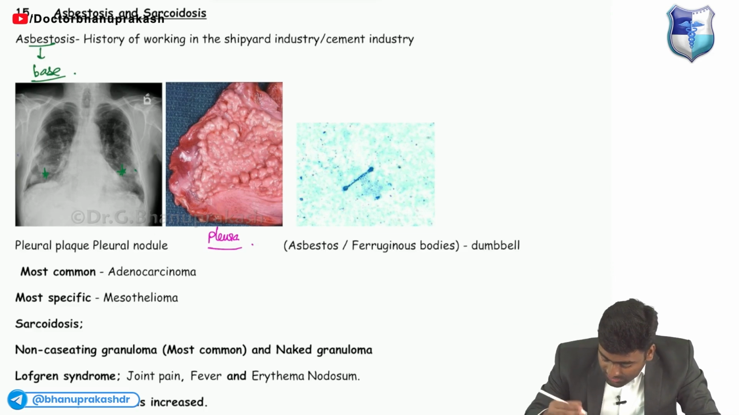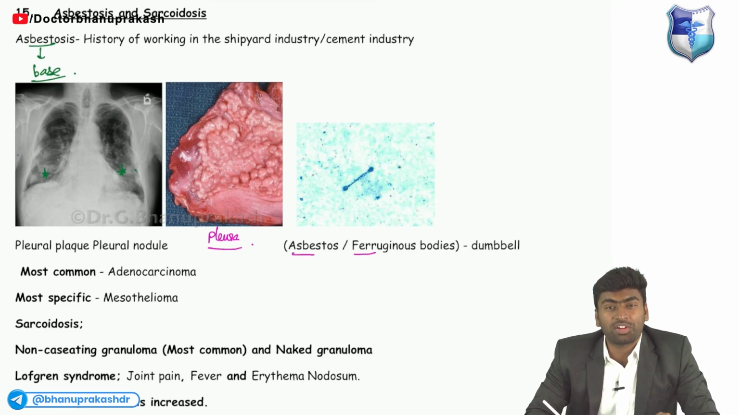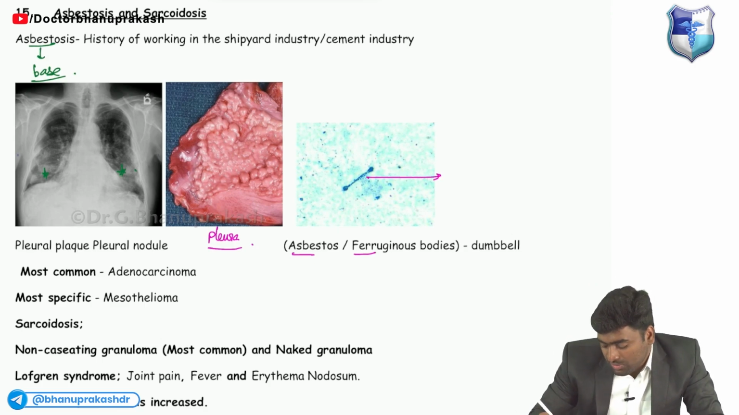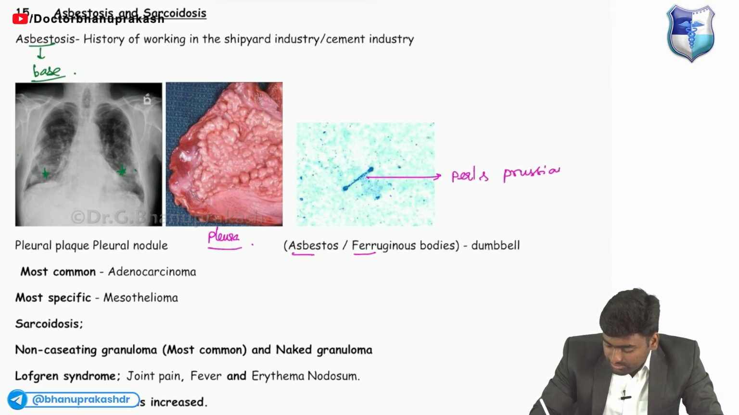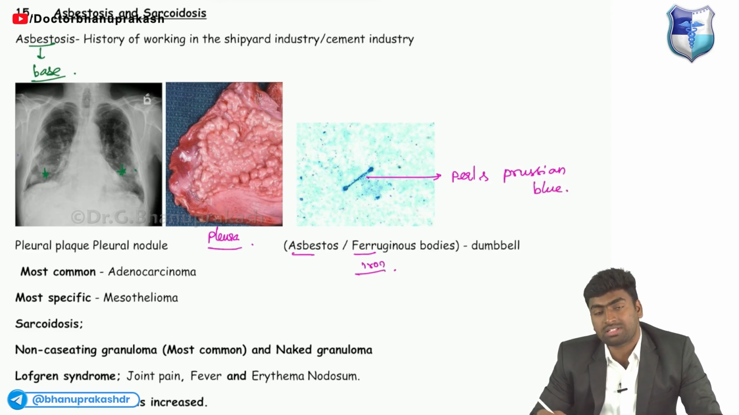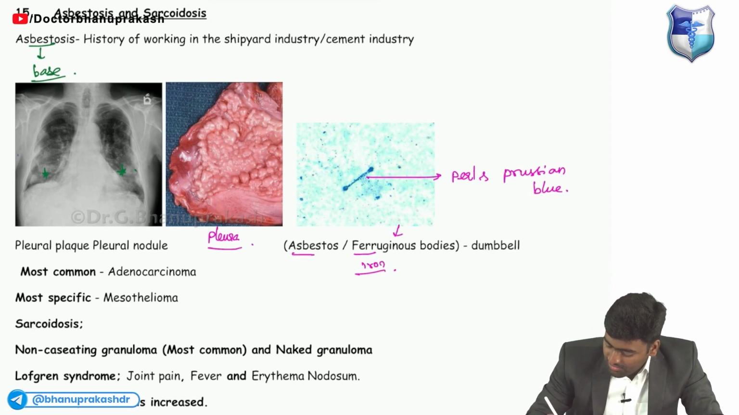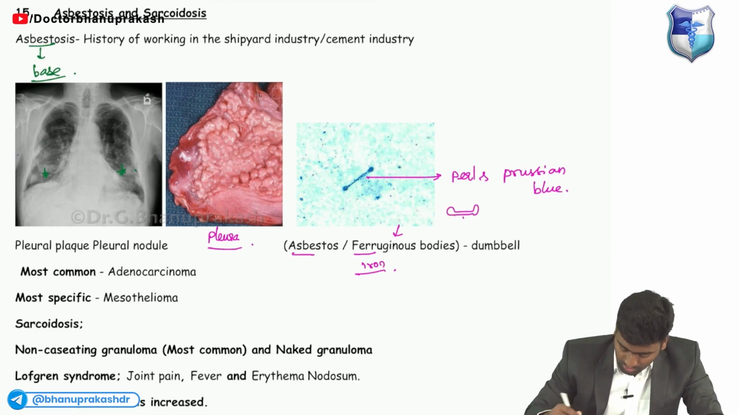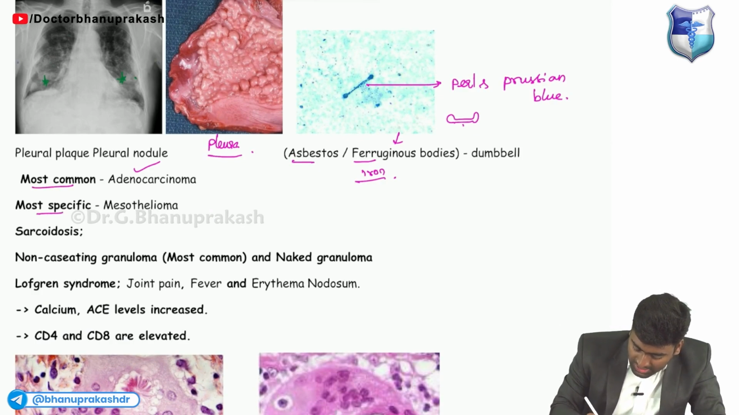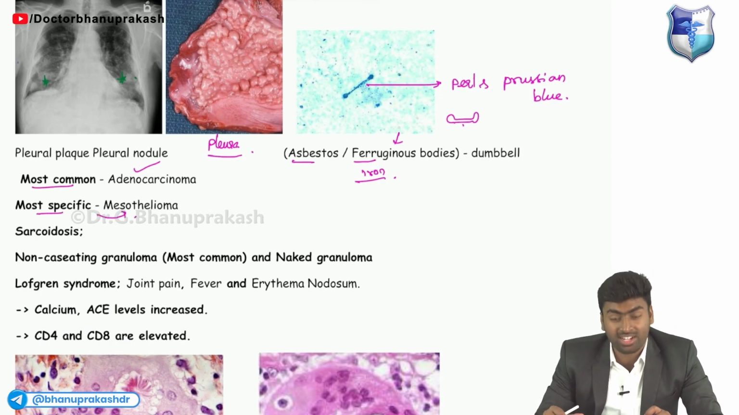Okay, and on evaluation, you will be able to see bodies which are known as asbestos bodies, also known as ferruginous bodies. And we know there is a stain which we use to stain iron, which is known as Perls' Prussian blue. So ferruginous bodies means it has iron, so to stain this we can use the iron stain, Perls' Prussian blue. These asbestos bodies are dumbbell in shape. And it causes a few cancers like adenocarcinoma, which is the most common one, whereas most specifically it causes mesothelioma.